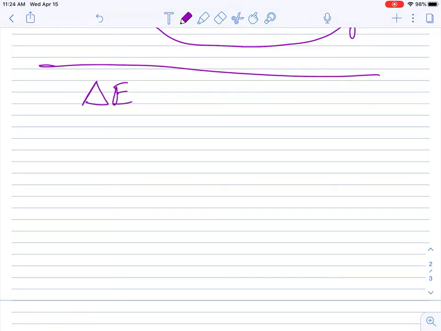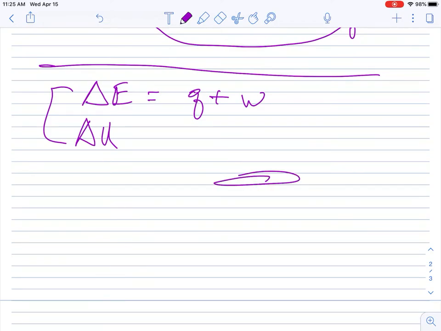Now, let's talk about delta E. For those of you that have been through physics, you have seen this written as delta U. Delta E means the same thing. This is the change in energy in the entire system. So that equals Q plus W.